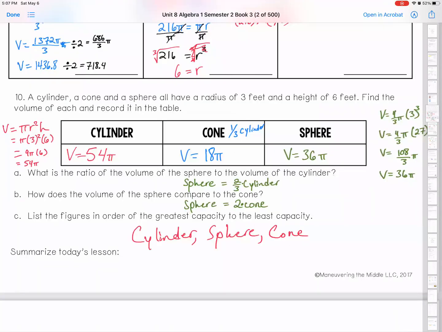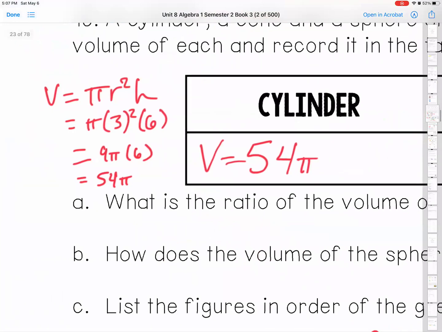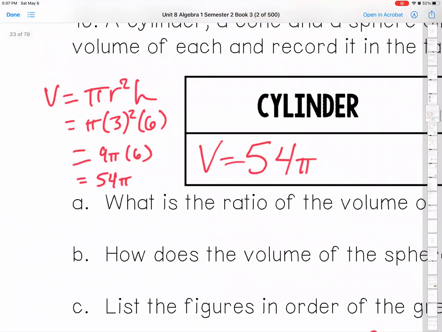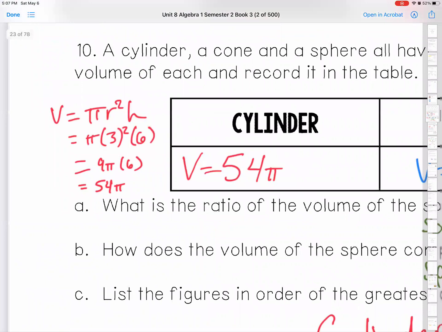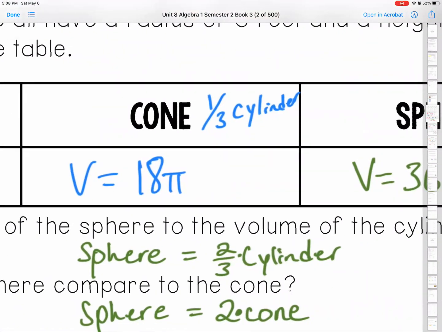All right, and so for number 10, we noticed that for our cylinder, pi r squared times height, the radius and height were given, we got 54 pi. The cone we know is really just a third of that. So we just divide that by 3 and we get 18 pi.